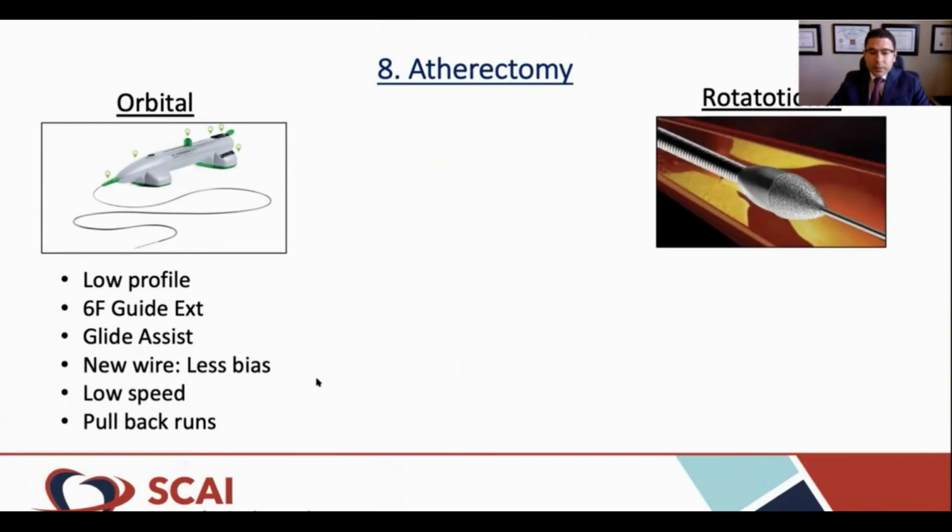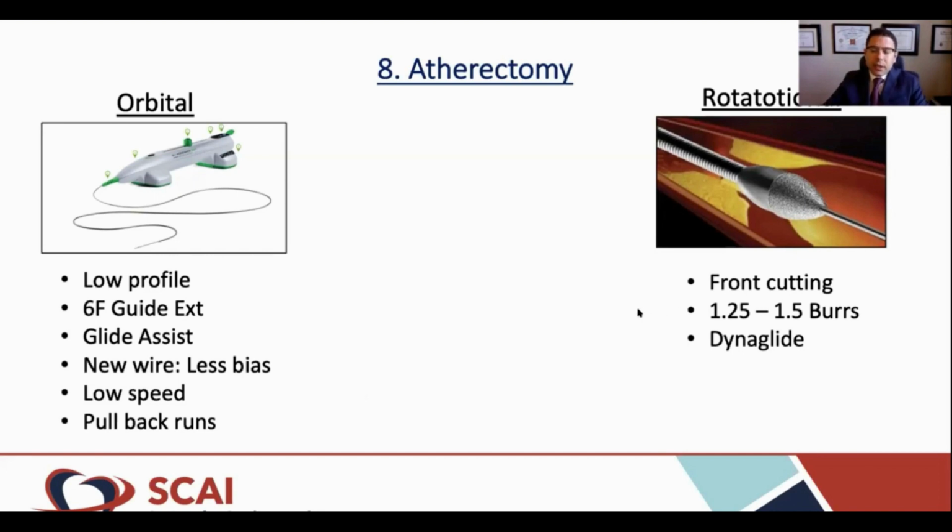The new wire is much better than the old one to minimize pseudo lesions by minimizing bias. We always advise low speed to minimize the risk of perforation. And the advantage with orbitals, of course, you can burr on the way back, which is also an important factor to minimize perforations.